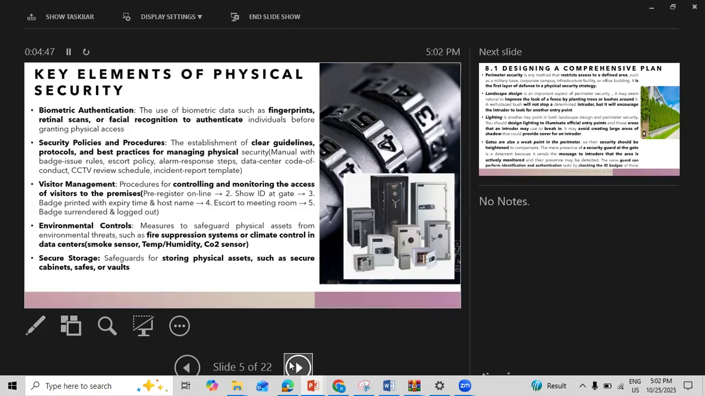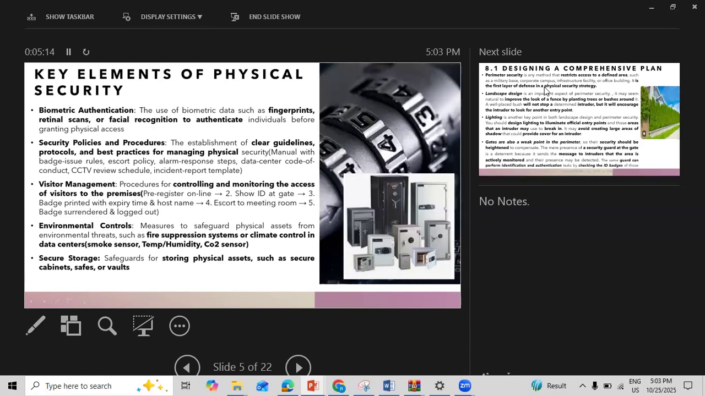Then you have the retinal scan. They will scan your retina. Retina is part of your eye. If the retina is already stored in the database and your retina is matched, you will be allowed. Otherwise, you're not allowed. Like that, facial recognition. There will be a face scanner. They will scan your face characteristics. If it matches the face stored in the database, then you are allowed to enter. Otherwise, not allowed. This is biometric authentication.